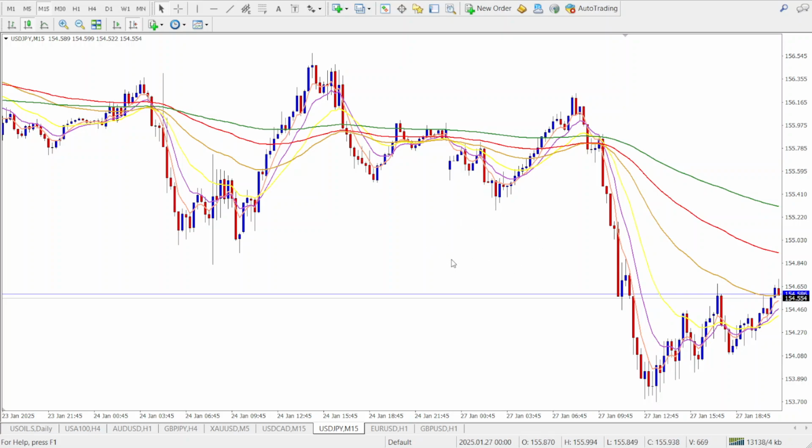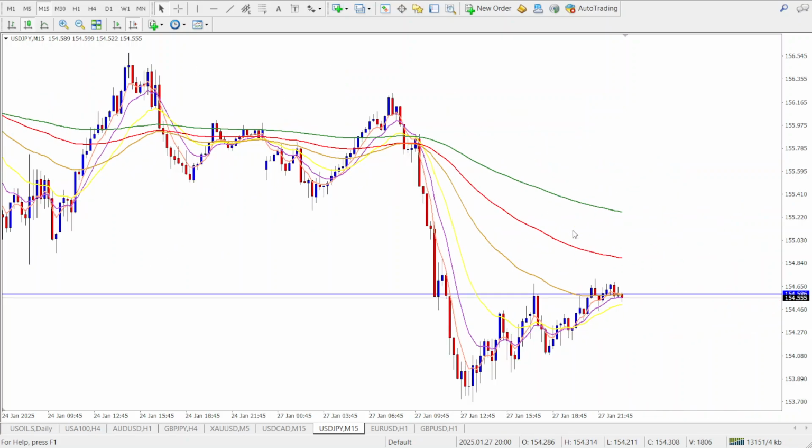The Rainbow Forex strategy is a great way to help you identify trends, spot reversals, and make more confident trading decisions.